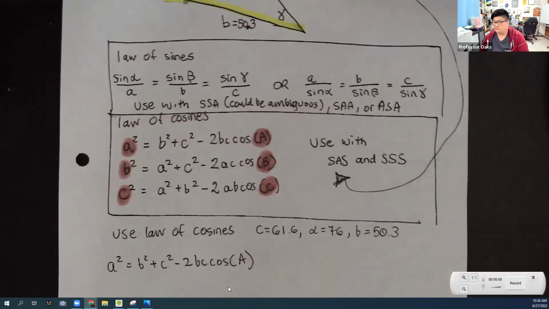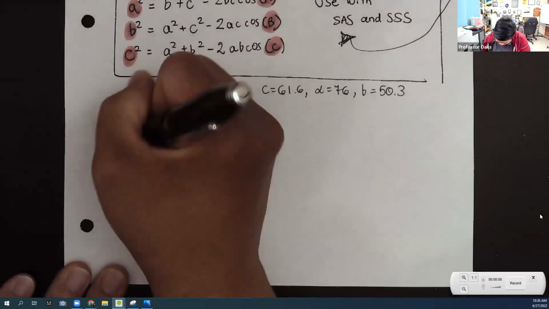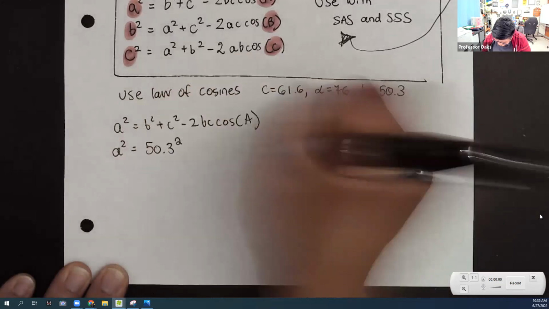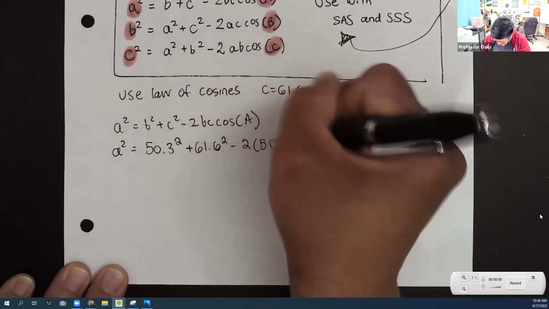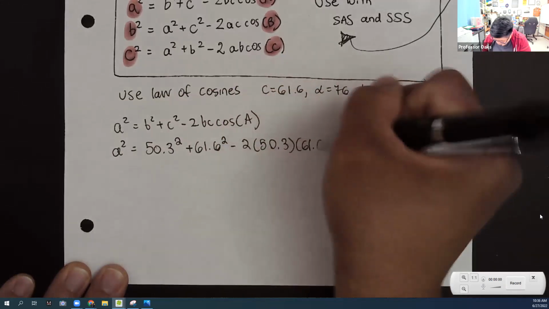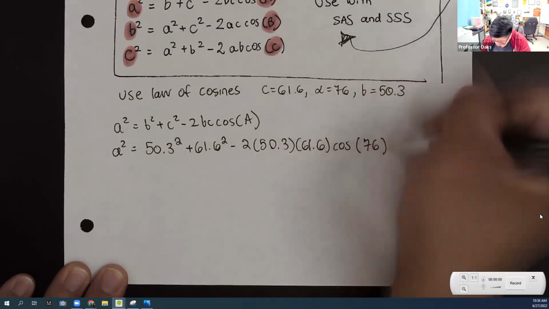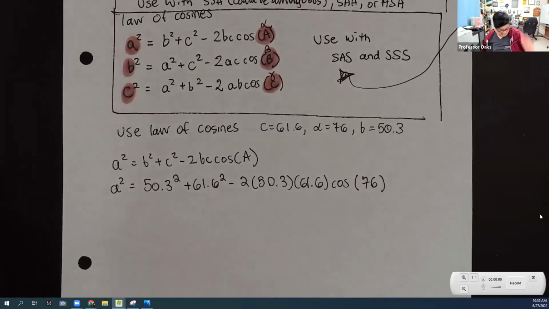And then if you just substitute in the information, then you have A squared is, let's see, 50.3 squared plus 61.6 squared minus 2 times 50.3 times 61.6 cosine of that 76. And you can write alpha, beta, gamma instead of A, B, C up there if you want. That's fine too.